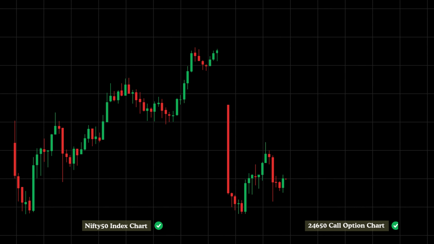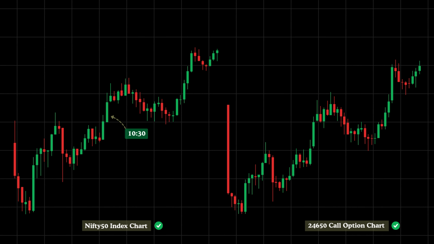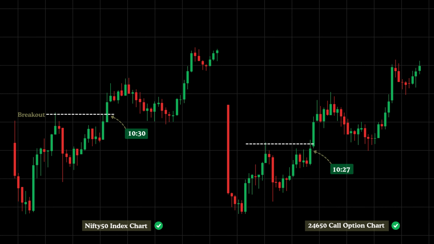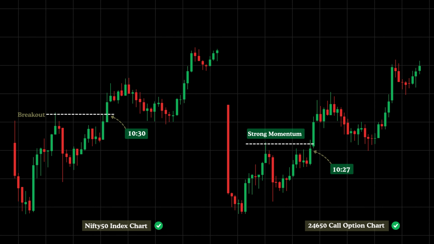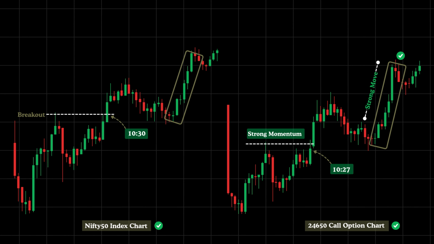For example, if you track the Nifty index and the 246 call option from 9 a.m. to 12 p.m., you'll notice something interesting. Around 10:30, the index chart shows a breakout. However, at nearly the same time, the 10:20 candle on the option chart has already broken its previous high. This signals that the option currently has stronger momentum compared to the index, which is why premiums are rising at a faster pace. A significant number of buyers are entering at higher prices, creating strong demand and accelerating the premium's growth beyond the index movement.